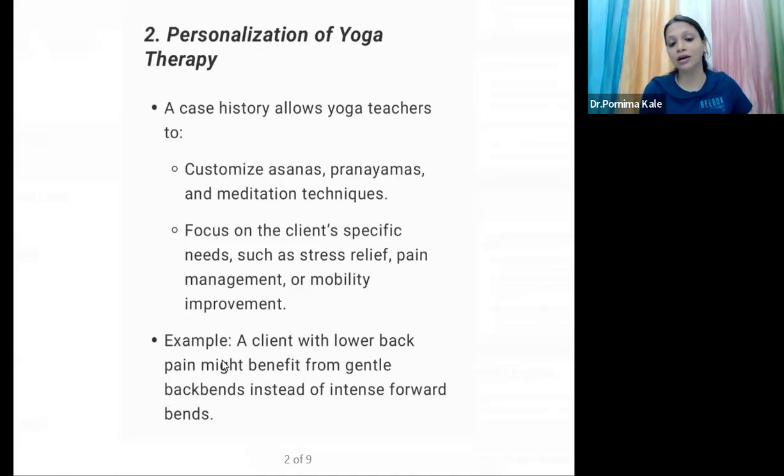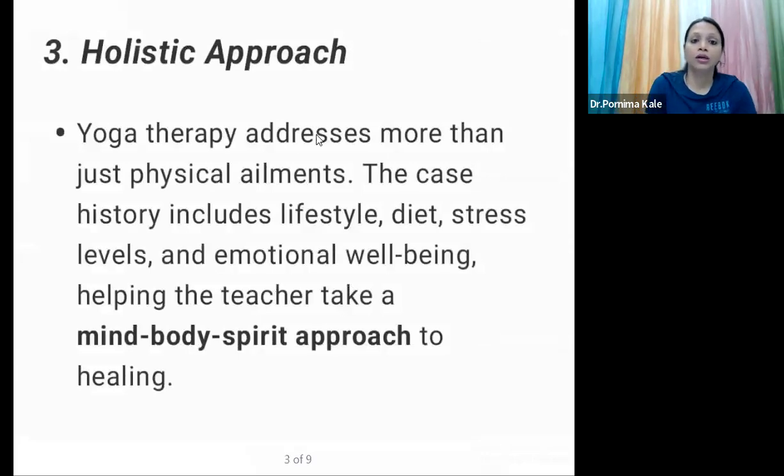See, the example given here is that a client with lower back pain might benefit from a gentle back bend instead of an intense forward bend. तो ये हमें पता कैसे चलेगा? उनकी केस हिस्ट्री से. Then again, the main aim of yoga, the mind, body, spirit approach, is the holistic approach. We can get closer to that holistic approach.